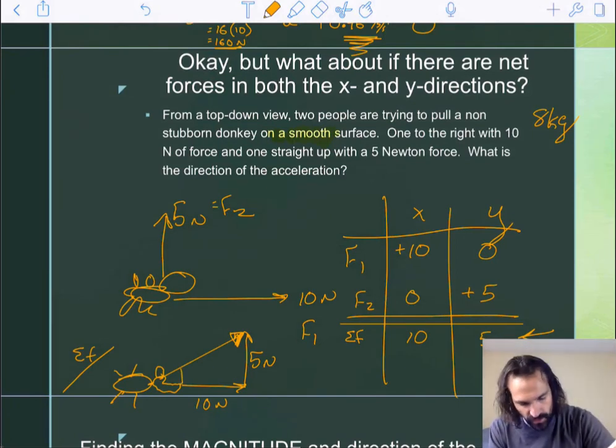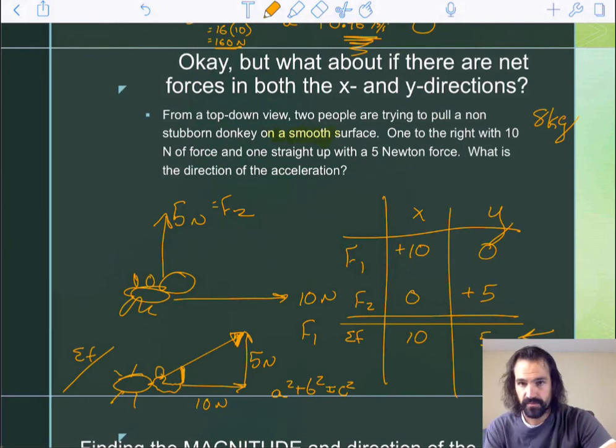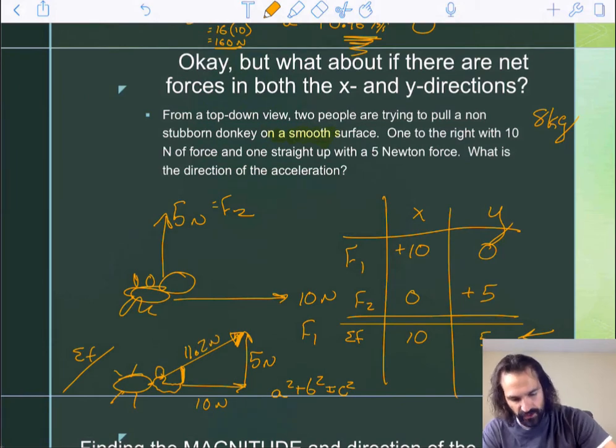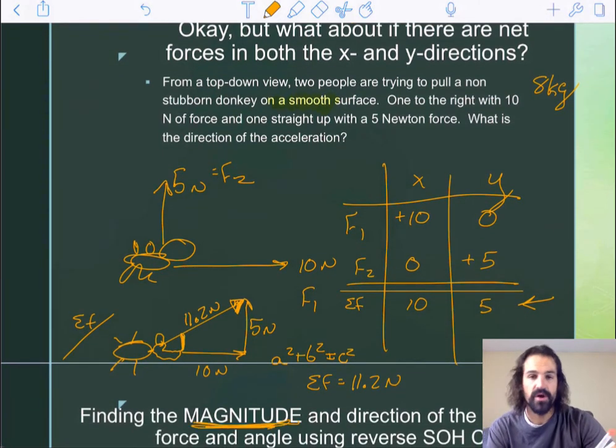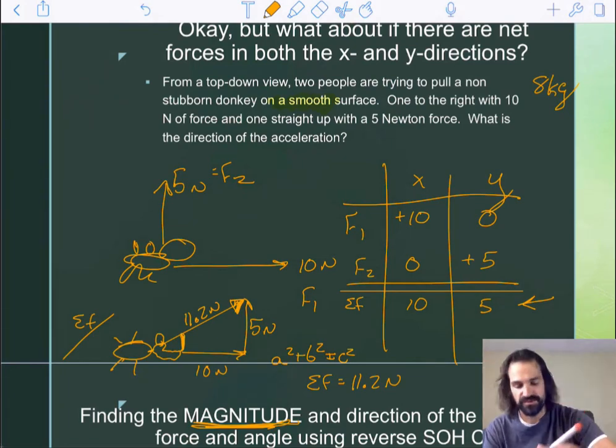Well, we can use reverse SOHCAHTOA and Pythagorean's theorem to figure out how many newtons it is being pulled at this angle. Using Pythagorean's theorem, which in case you're unfamiliar with it, a squared plus b squared equals c squared, and mathing that out, we should get a net force of 11.2 newtons. So now our net force total is 11.2 newtons. By the way, this is what the term magnitude means, the total amount, the number. So 11.2 newtons is the magnitude of the net force.